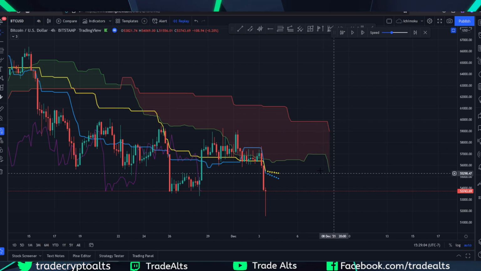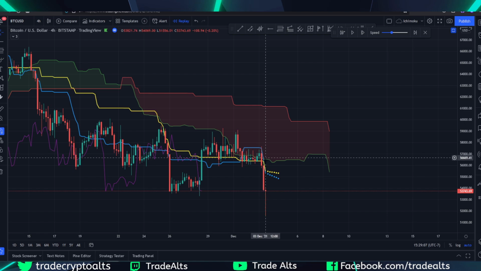Look at your cloud though. Angulation is very sharp to the downside. Obviously, your Tenkan and Kijun are very sharp to the downside. Chikou span is below price and cloud. This is your entry.